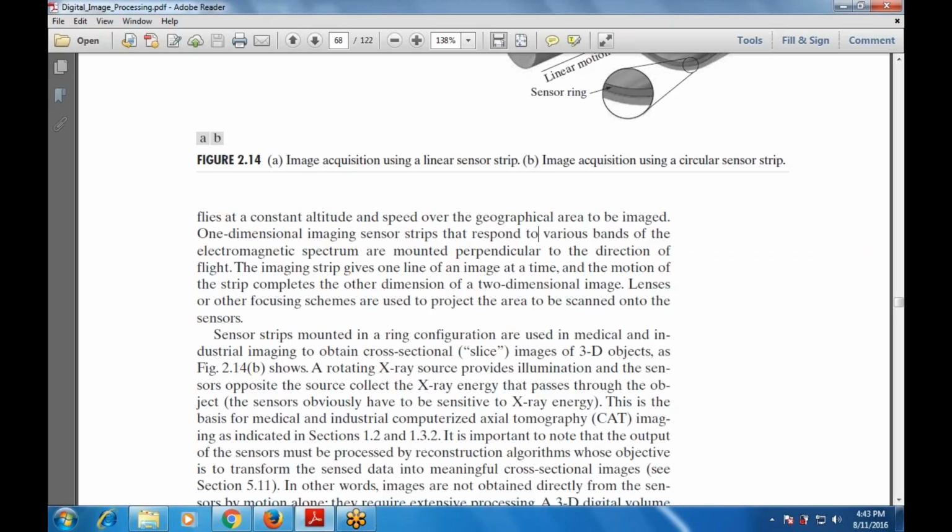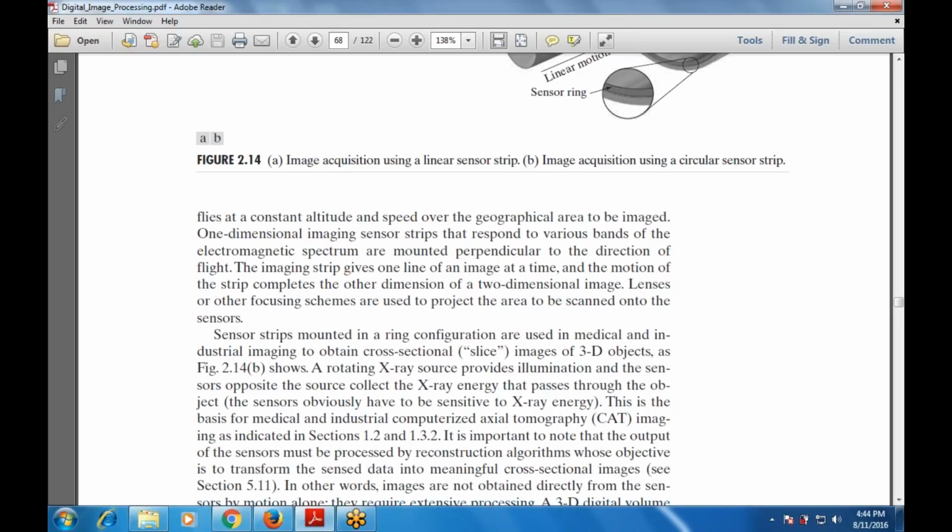The sensor strip mounted in a ring configuration is used in medical and industrial imaging to obtain cross-sectional images of 3D objects. A rotating X-ray source provides the illumination, and the sensor opposite the source collects the X-ray energy that passes through the object. This is the basis for medical and industrial computerized axial tomography, or CAT imaging.